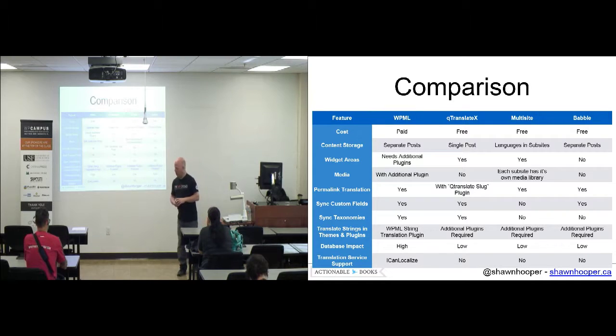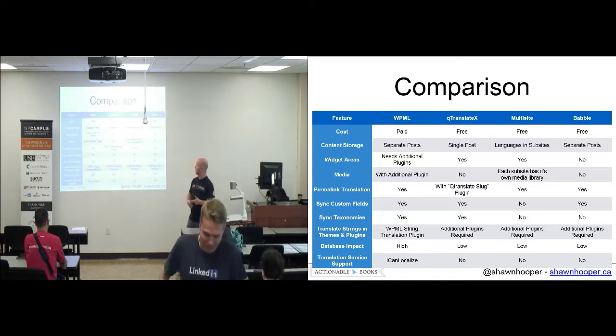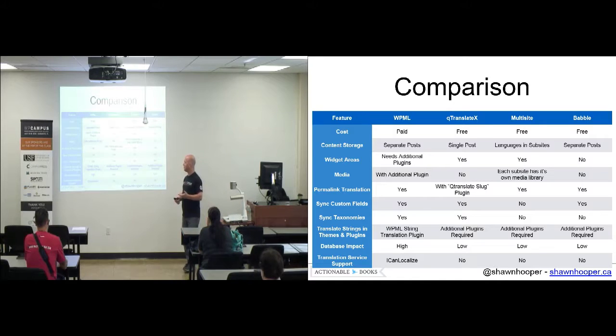So the plugins that we looked at, I've made this little comparison table, and these slides will be available on my website right after this talk, but it shows you the pros and cons of each of the plugins: how they deal with content storage, widget areas, handling of media, their permalinks, custom fields, taxonomies, strings in plugins, database impact, and translation service support, which we have not talked about yet. We'll get to that in a little bit. But you may want to reference this if you're trying to decide which approach to go.